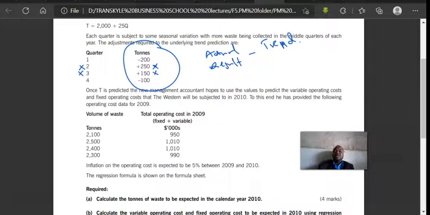the values to predict the variable operating costs and fixed operating costs that the Western will be subjected to in 2010. To this end, he has provided the following operating cost data for 2009. Volume of waste, total operating cost in 2009, that is fixed plus variable. Inflation on the operating cost is expected to be 5% between 2009 and 2010. The regression formula is shown on the formula sheet. So you're also going to be given this regression formula if you're doing the ACCA PM paper.